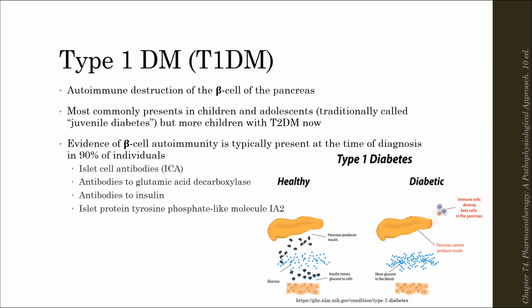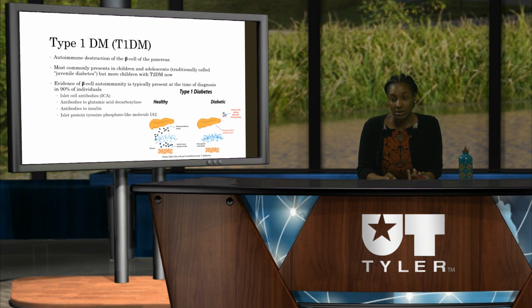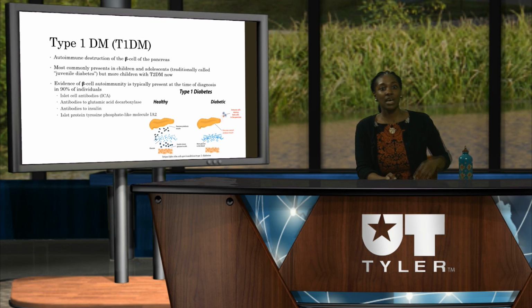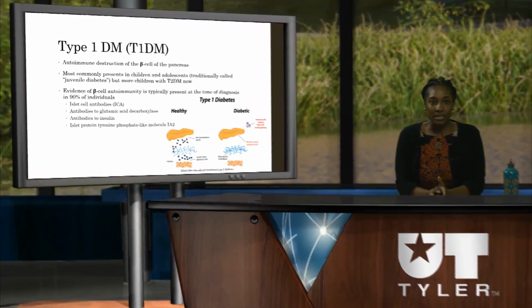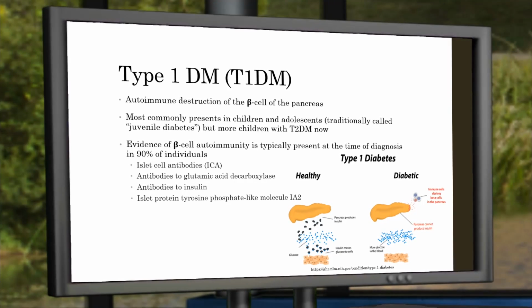All right, so let's go on with type 1 diabetes. As I mentioned, it is autoimmune destruction of the beta cells in the pancreas. We have these cells in our pancreas called beta cells. There are other cells in the pancreas as well, but the beta cells are specifically what synthesize insulin. What happens in type 1 diabetes is that something is attacking these beta cells and they're not able to do their job. They're not able to make insulin the way they're supposed to.